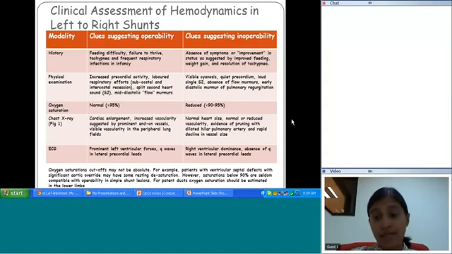So these are some of the clues that we can use for assessment. And as I mentioned earlier, the majority of the patients can probably be assessed just clinically and with an X-ray and ECG. It is only a small minority that should be put forward for cardiac catheterization.